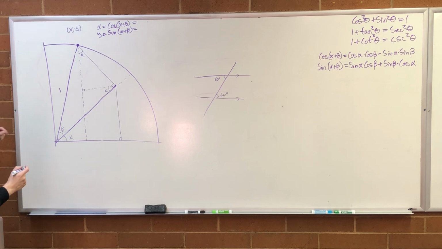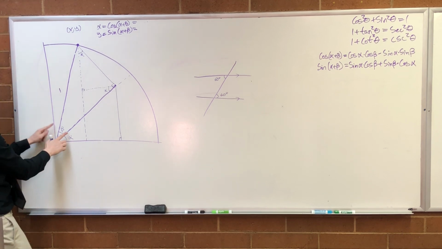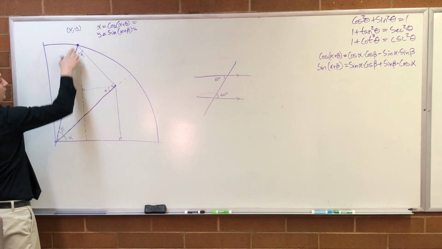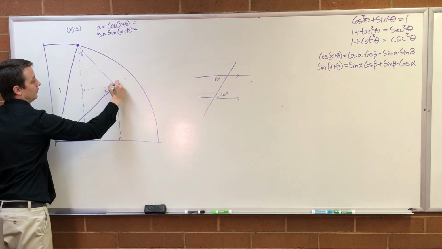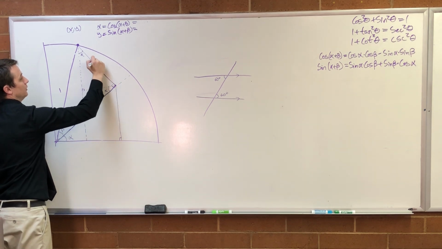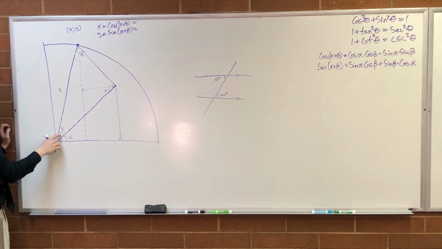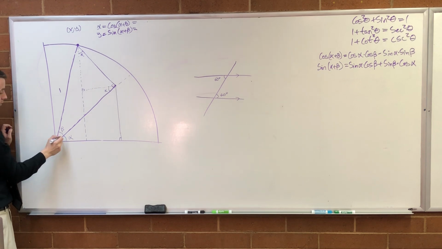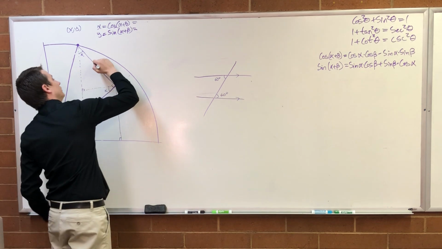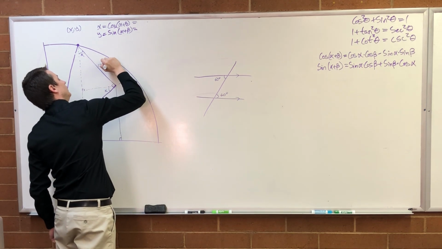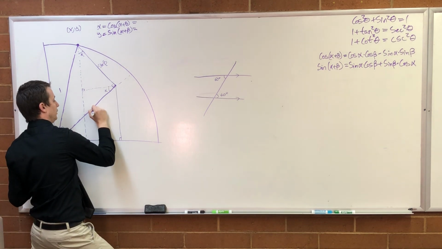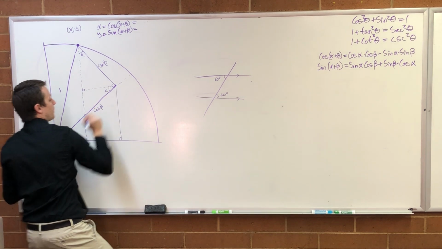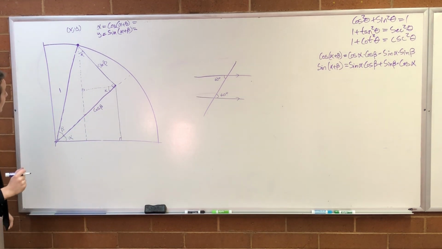Okay, so looking at this biggest triangle out here, I know that this side length right here is what? What's this side right here? Here's beta. What is it? Sine of beta, wonderful. So this is sine of beta. And what's this distance right here? Cosine of beta, perfect. Cosine of beta and sine of beta.